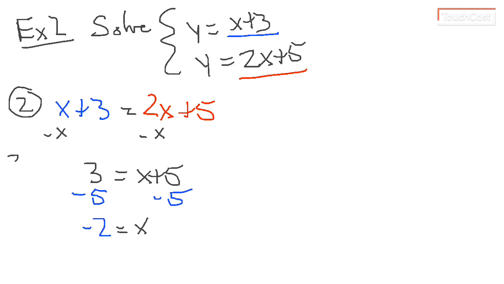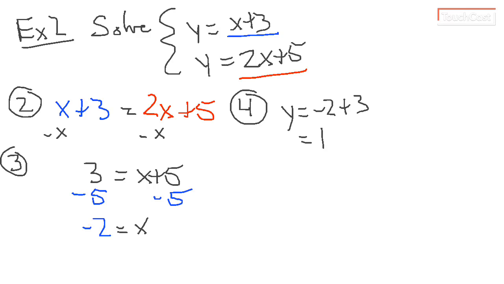That was actually step 3 of the 5 steps we wrote down. Step 4, we take that negative 2 and we substitute it into one of the original equations. I'm going to use the top one again. So I'm going to go y equals negative 2 plus 3. Well, negative 2 plus 3, that's going to equal 1. So we've solved for y.